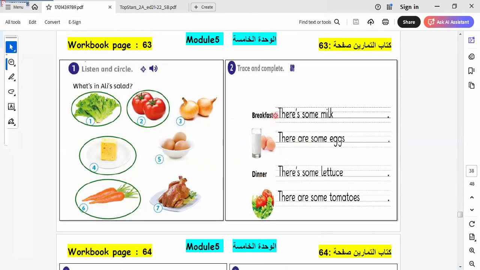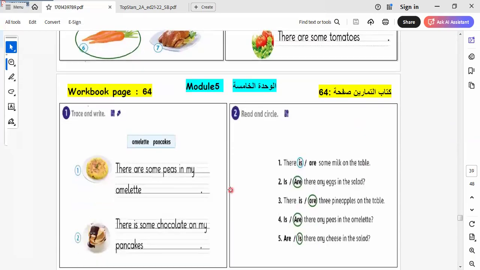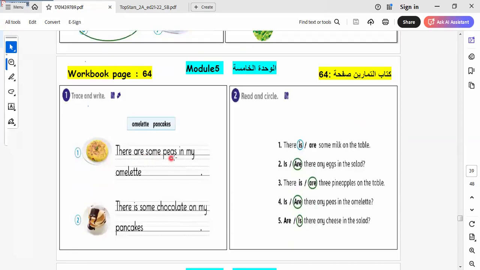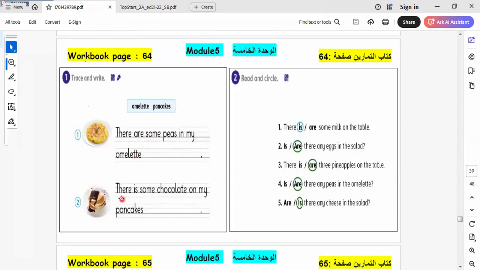Breakfast and dinner. So here we say what's for breakfast and what's for dinner. The food that we eat in breakfast and the food we eat in dinner. In breakfast there is some milk. There are some eggs. Dinner there is some lettuce. There are some tomatoes. Let's go to another one here. There are some peas in my omelet. There is some chocolate on my pancakes.